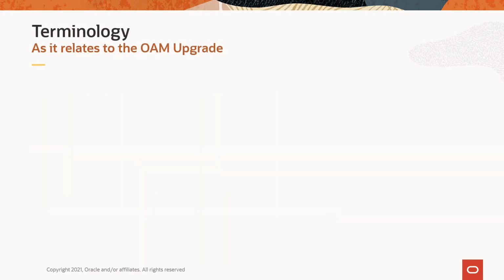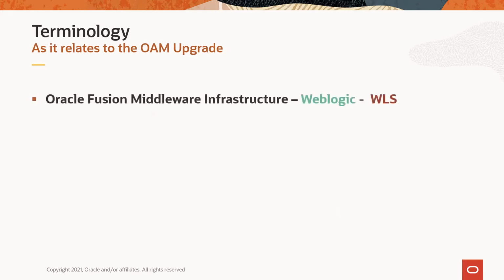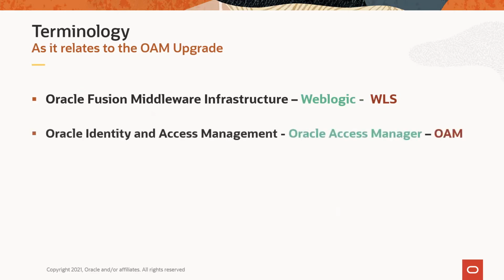I wanted to identify a few terms that will be used. The term Oracle Fusion Middleware Infrastructure is used and is interchangeable with the term WebLogic or WLS. The term Oracle Identity and Access Management is used and is interchangeable with the term Oracle Access Manager or OAM. The term software is used and interchangeable with the term binaries. And the term deinstall is used and interchangeable with the term uninstall.